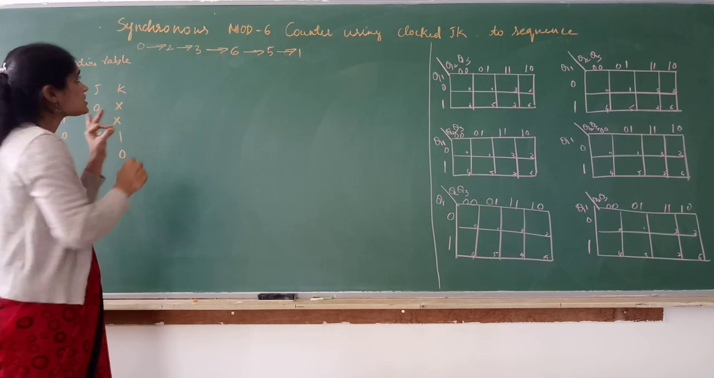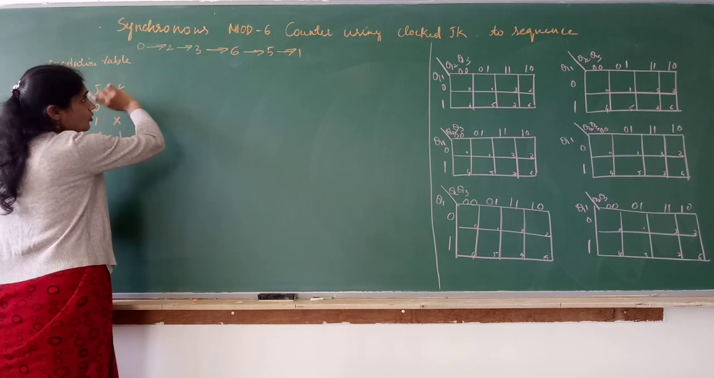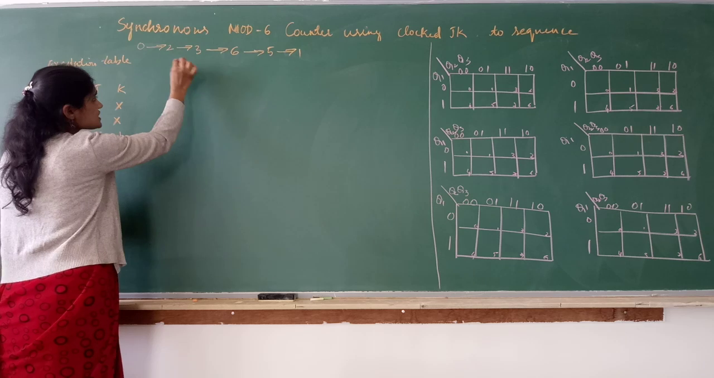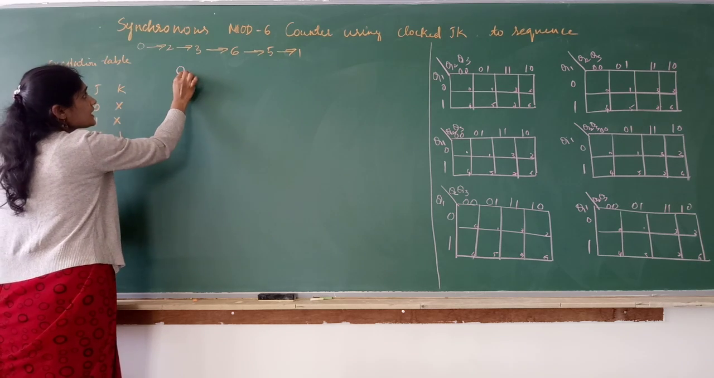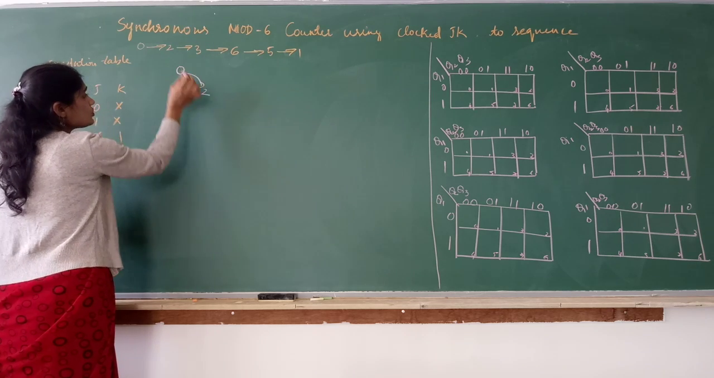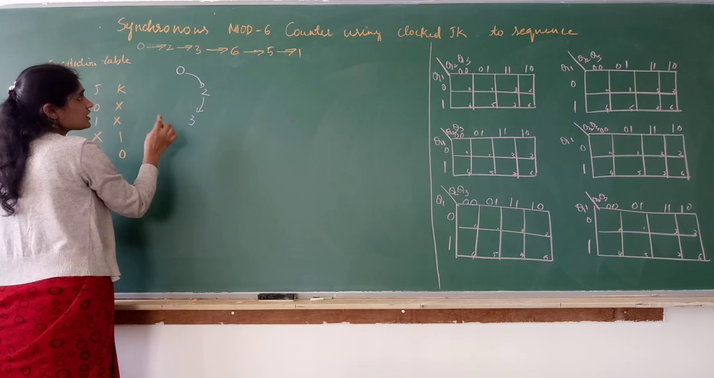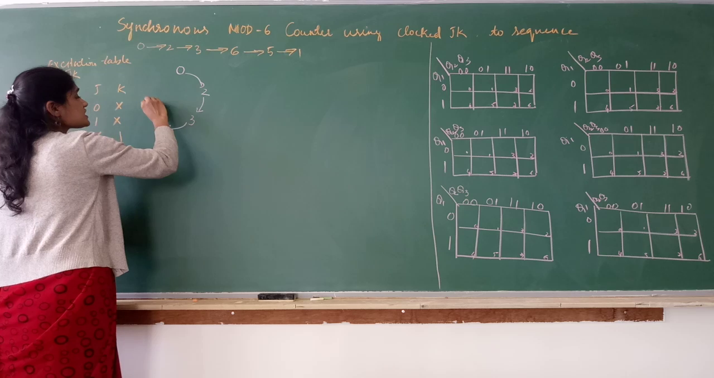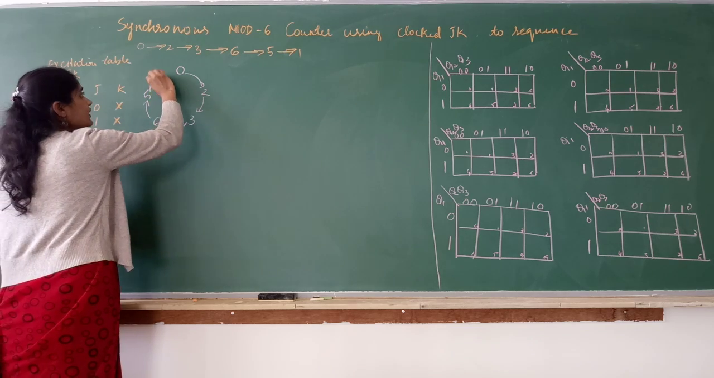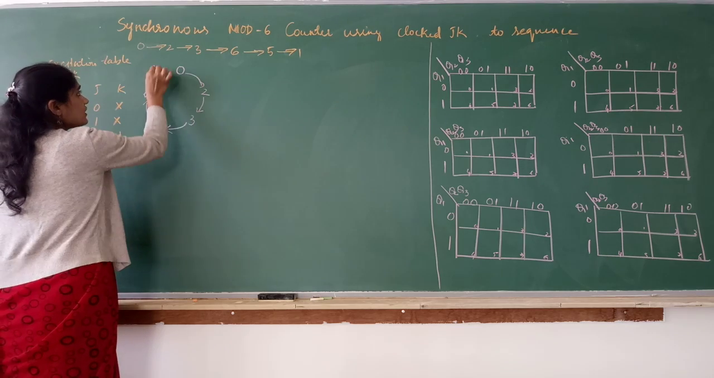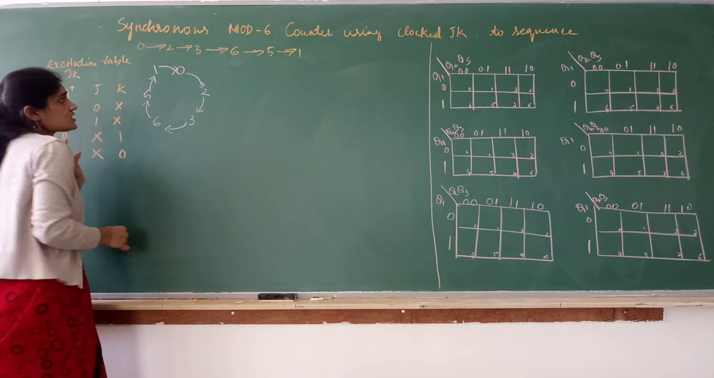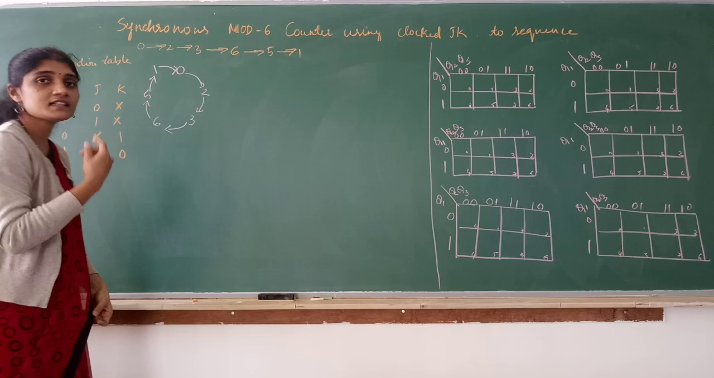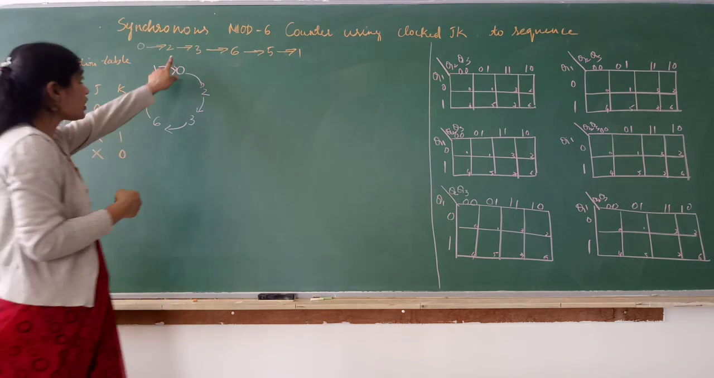Look at the arrow mark. The meaning is, if 0 is the present state, next state is 2. If 2 is the present state, next state is 3. If 3 is the present state, next state is 6. If 6 is the present state, next state is 5. If 5 is the present state, next state is 1. If 1 is the present state, next state is 0. Again 0, 2, 3, 6, 5, 1, 0, 2, 3, 6, 5, 1. Like this, the sequence will be repeating. That is the meaning of this.